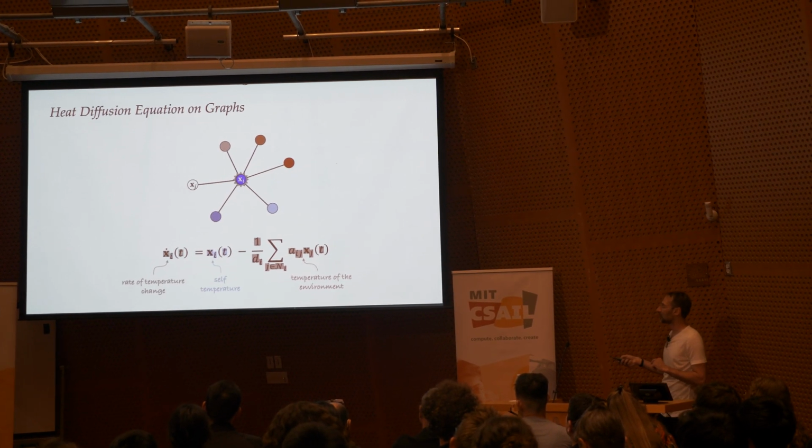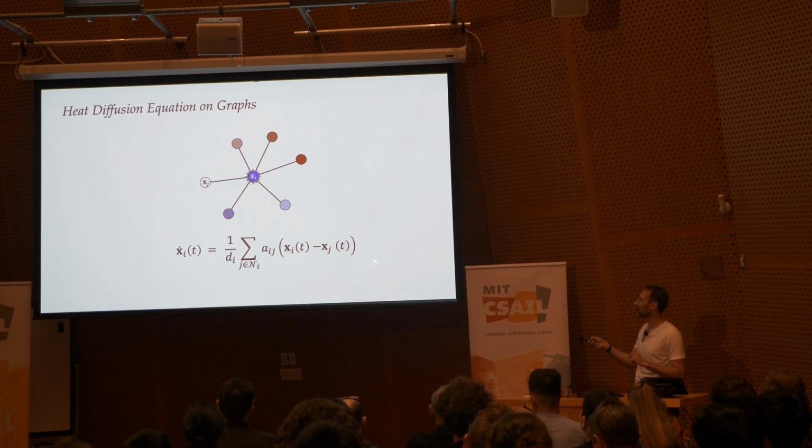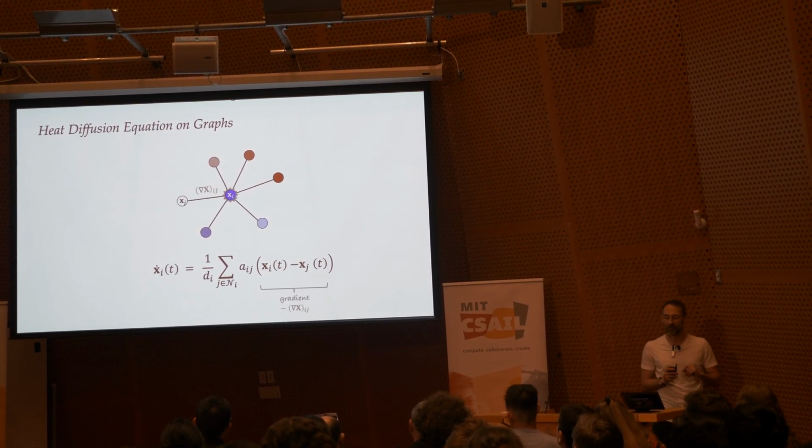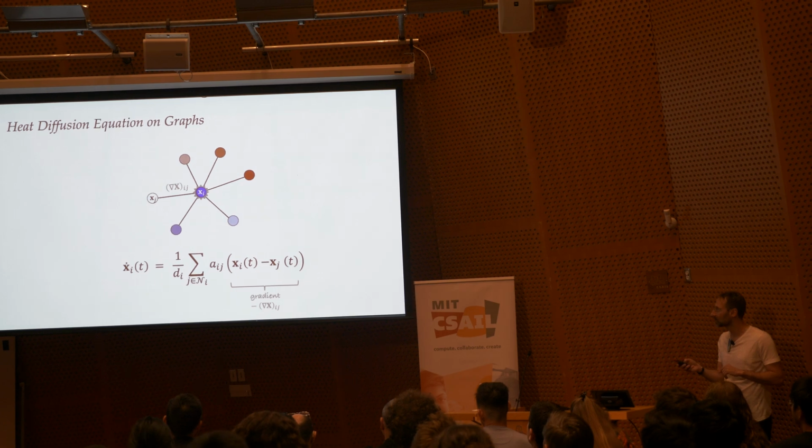Now allow me to rewrite this formula slightly, so I can write it like this. So what is written here in the parentheses is a graph version of the gradient operator for classical calculus that I hope everybody knows.